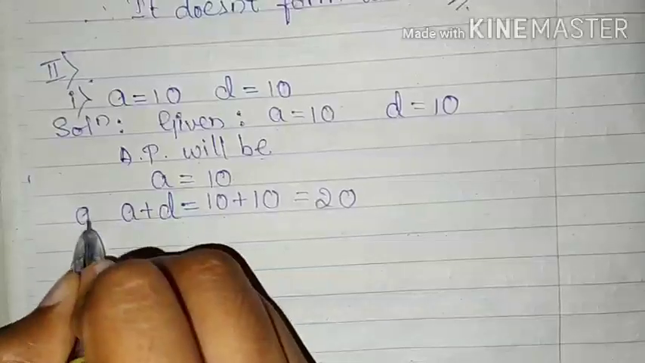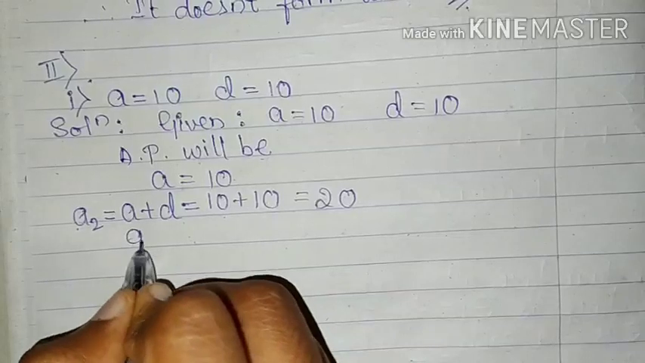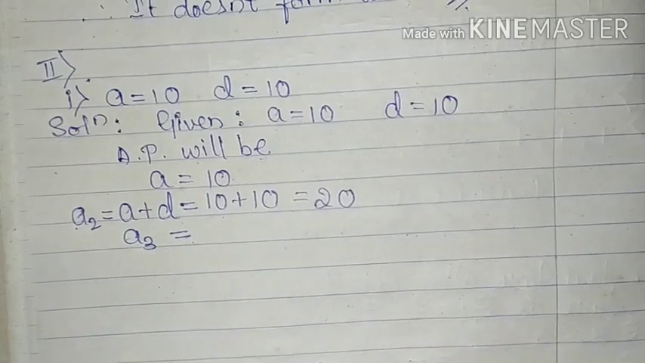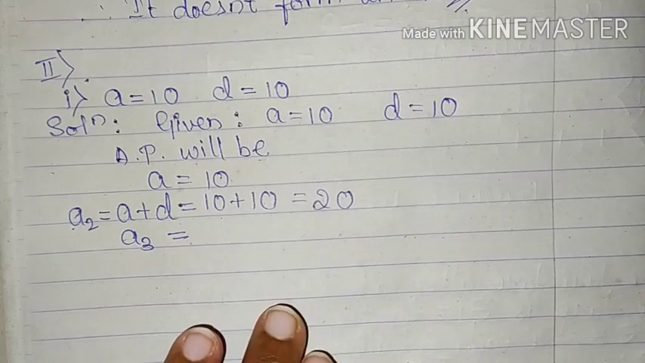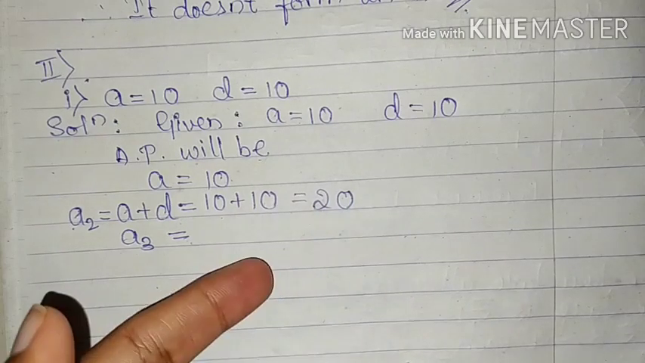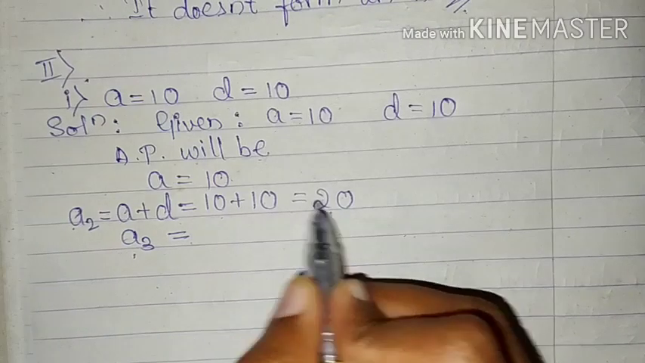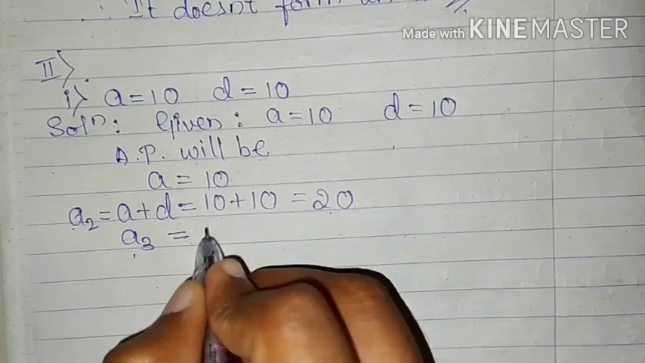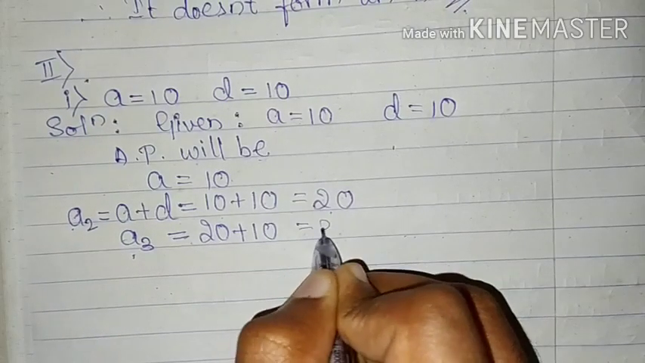This is A2. A2 is equal to 20. Now A3, you can do this either using the general form of arithmetic progression or by simply adding the common difference to the previous term. So I am going to do this by adding the common difference to the previous term. Okay, so here A3 is equal to the previous term plus D, right? So the previous term is 20 plus common difference 10, which is equal to 30.